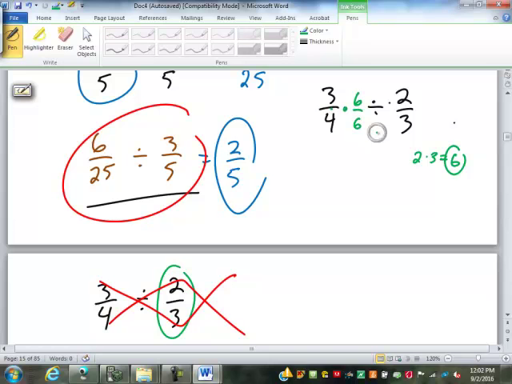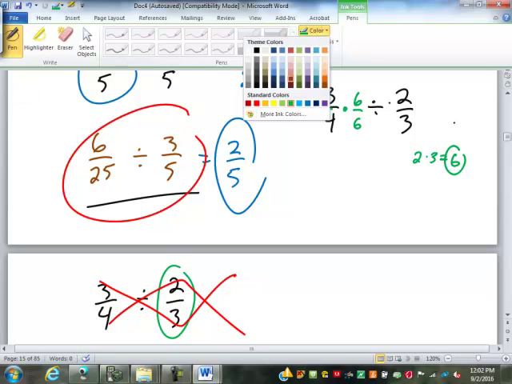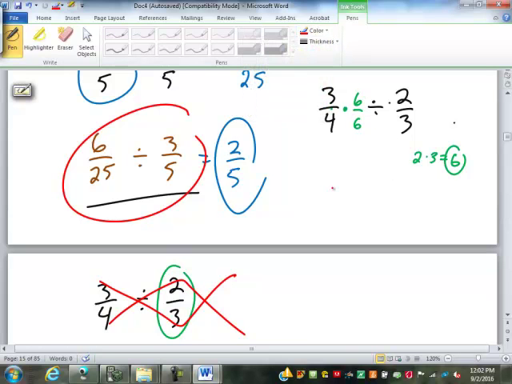They would multiply by 6 on top and bottom. What's 3 times 6? 18. What's 4 times 6? 24. Notice 18/24ths and 3/4 are the same number, just they look different. Now we can divide by 2/3. What's 18 divided by 2? 9. And 24 divided by 3? 8. So it's 1 1/8.